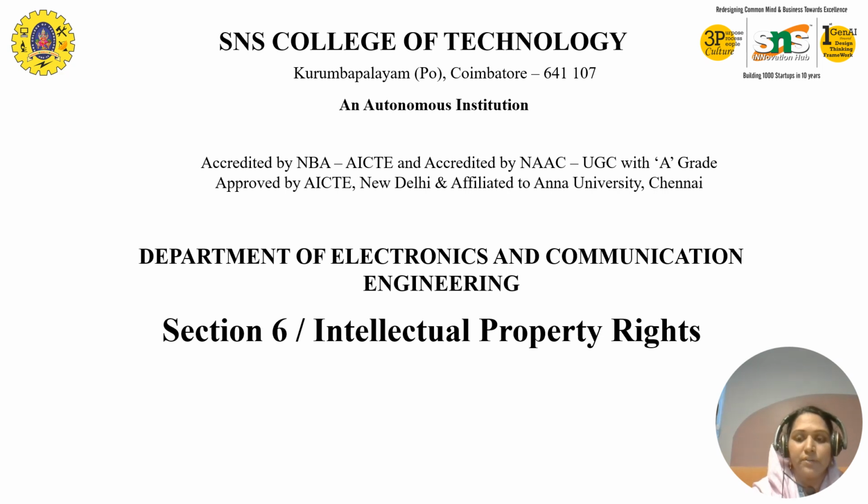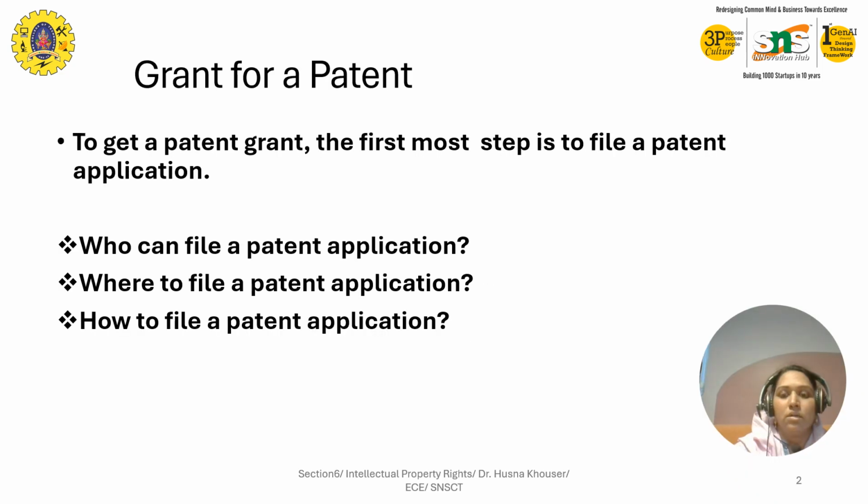In the last section we saw what the non-patentable subject matter sections are. In this video we'll see about Section 6. To grant a patent, we have to see the prerequisites for filing a patent. In this video we'll see who can file a patent, where one can file a patent, and how we can file a patent.